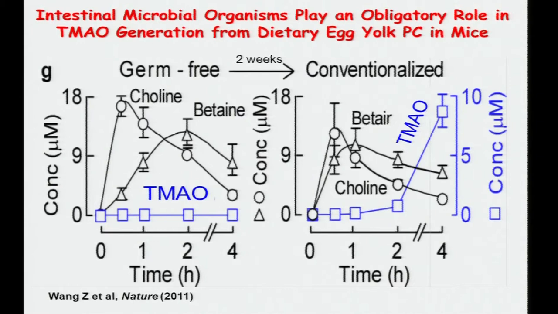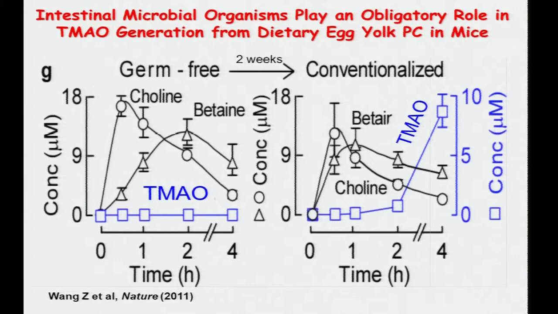But in contrast, if you took the same germ-free animals and put them in conventional cages, two weeks later they've assumed intestinal microbial communities, they've become conventionalized, and now when we gavage them with phosphatidylcholine, TMAO rapidly appeared in the plasma following ingestion. This showed that TMAO was indeed formed in an obligatory way, or required the role of gut flora, or gut microbiota, to be generated.